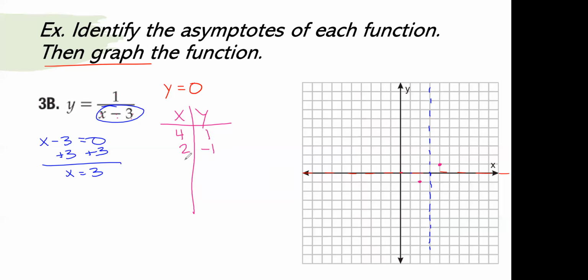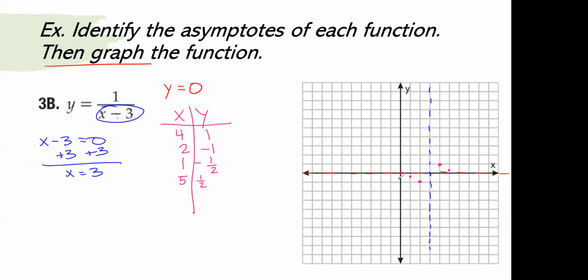I'm also going to plug in 1. So 1 minus 3 is negative 2, and 1 divided by negative 2 is negative 1/2. So when x is 1, y is negative 1/2. And then I'll also plug in a 5. 5 minus 3 is 2, and 1 divided by 2 is going to be positive 1/2. So when x is 5, y is positive 1/2.